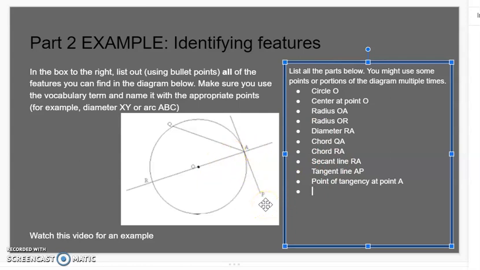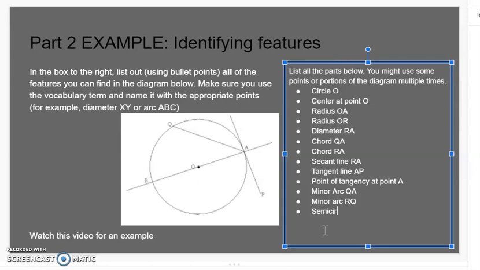So this is where it's going to get a little crazy. We're going to talk about our arcs. So I'm going to start thinking about any minor arcs that I see. So I have minor arc QA and minor arc RQ. I cannot use a greater arc because this would be a semicircle, this would be a semicircle. Going the other way from A to Q would be a semicircle. Going the other way from R to Q would be a semicircle. So I think that those are all of my minor arcs.